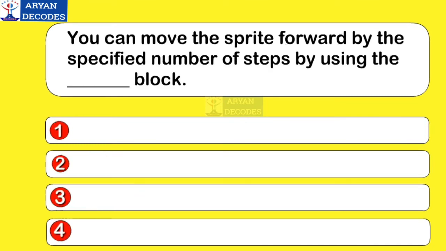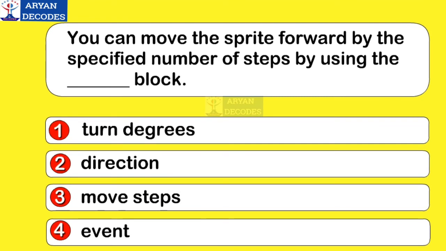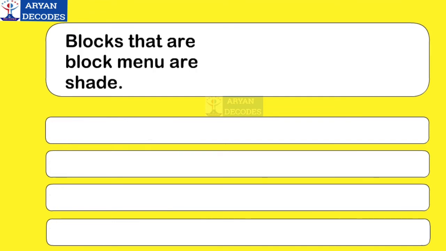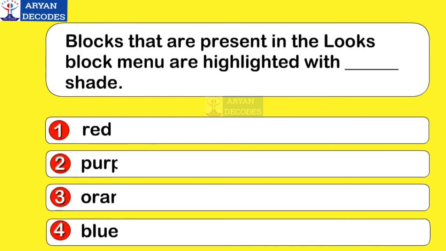You can move the sprite forward by a specified number of steps by using the dash block. And the correct answer is move steps. Now move on to the next question. Blocks that are present in the Looks block menu are highlighted with dash shade. And the correct answer is purple.